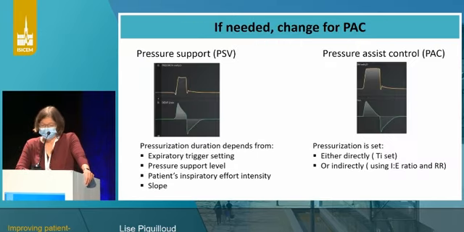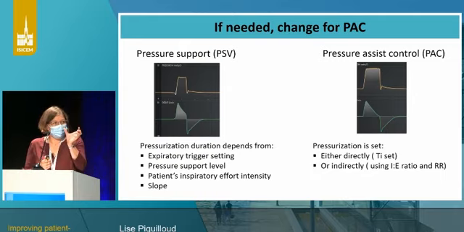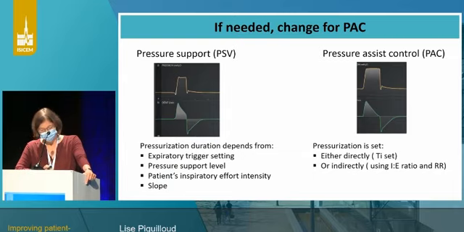And sometimes that also is not sufficient, and you still have a lot of double triggerings and a lot of premature cyclings. In this situation, you can consider using pressure assist control and set the inspiratory time if you can. Then you can correct the problem of early termination of inspiration related to the restrictive respiratory mechanics. Of course, in pressure support, pressurization duration depends on the expiratory trigger you've set, but also on pressure support level, patient inspiratory effort, and slope.